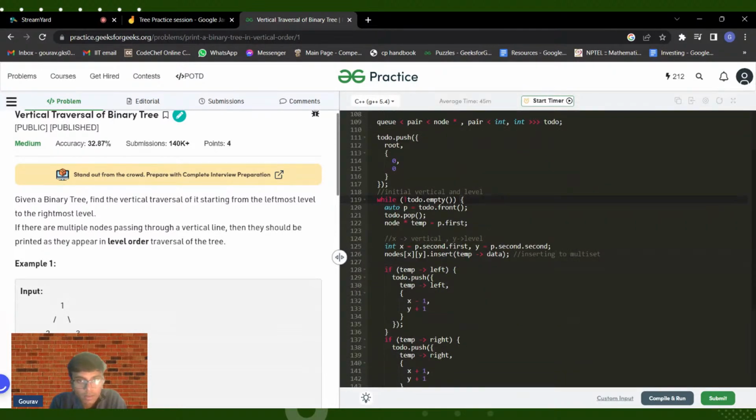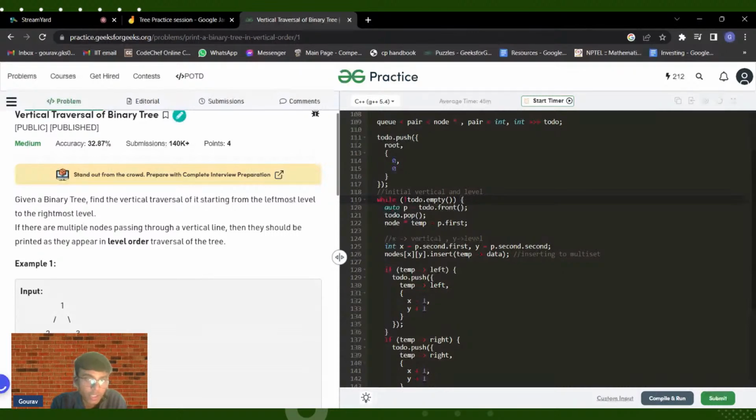After that, we will run a while loop, the standard while loop for level order traversal, and the while loop will run as long as our queue is not empty. We'll take the top element from our queue. Okay. Now we'll do vertical order. Check the verticals. So basically, what we will do, we will insert that into our map. So x is basically the second part, which is the value of first, which is the vertical number.